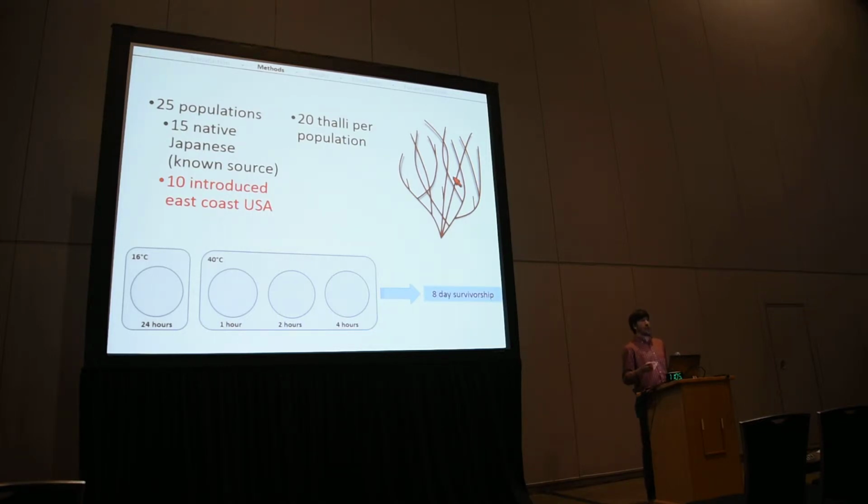And from each individual, I removed 4 actively growing apical tips and placed those in seawater at 16 degrees Celsius for 24 hours. After 24 hours, I exposed a tip to 1 hour at 40 degrees Celsius, 2 hours at 40 degrees Celsius, or 4 hours at 40 degrees Celsius. These tips were then held at 16 degrees Celsius for 8 days. Survivorship was scored based on ordinal loss of photosynthetic pigment, or bleaching, which is a proxy for death.